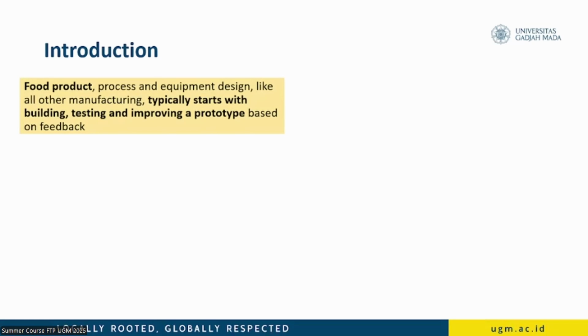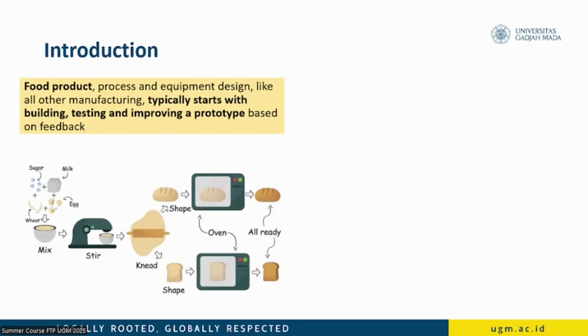Food product, process, and equipment design, like other manufacturing, typically starts with building, testing, and improving a prototype based on feedback. For example, here, you process bread: you have to mix, stir, and then shape, then the oven, and then make it ready to be eaten.